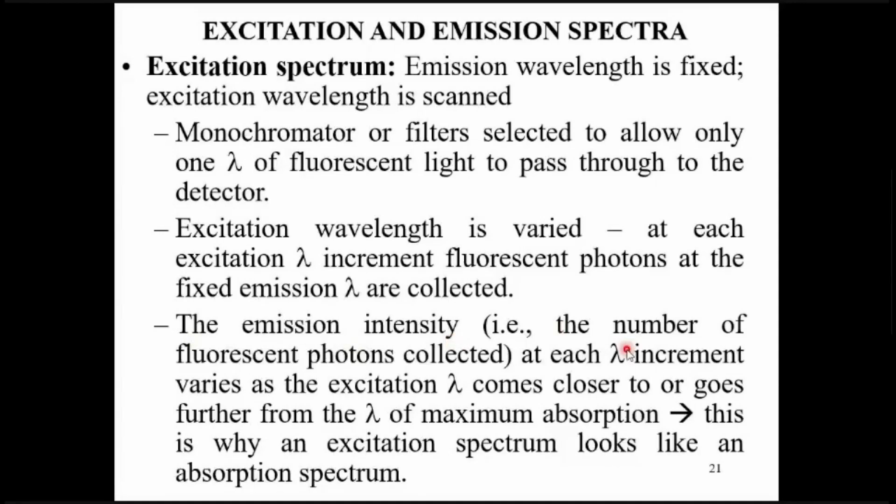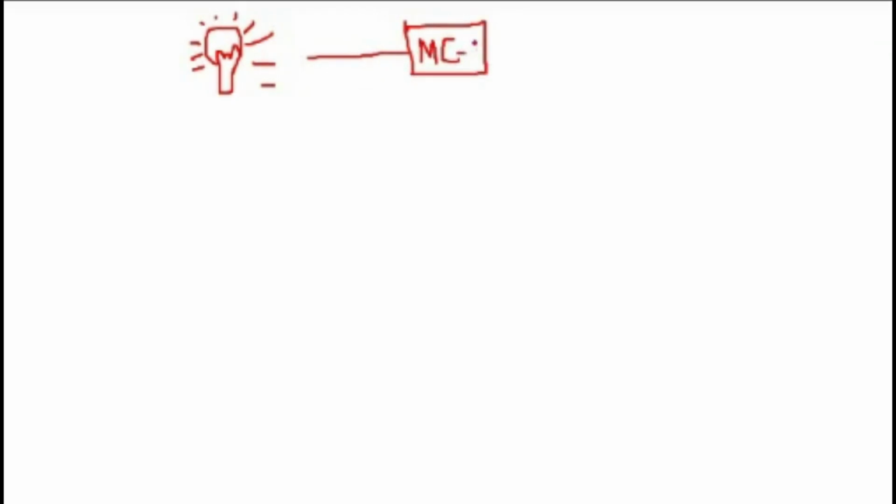The emission intensity, that is, the number of fluorescent photons collected at each wavelength increment, varies as the excitation wavelength comes closer to or goes further from the wavelength of maximum absorption. This is why an excitation spectrum looks like an absorption spectrum. So in fluorescence spectroscopy, there will be a source of electromagnetic radiation. Then there will be a monochromator. This is the first monochromator, which will control the excitation wavelength. From this first monochromator, electromagnetic radiation of only one wavelength will go to the sample.